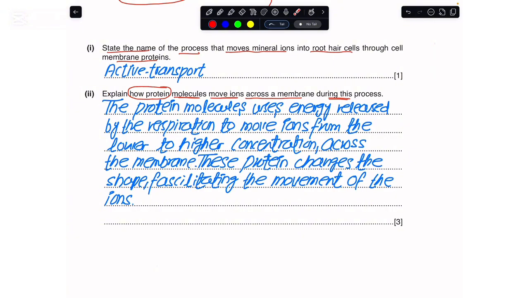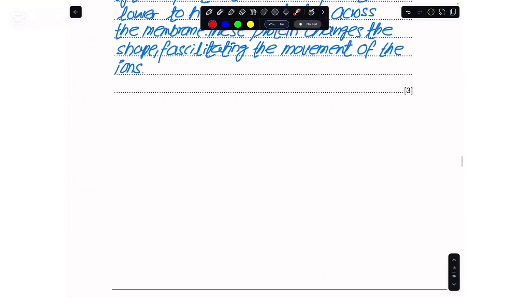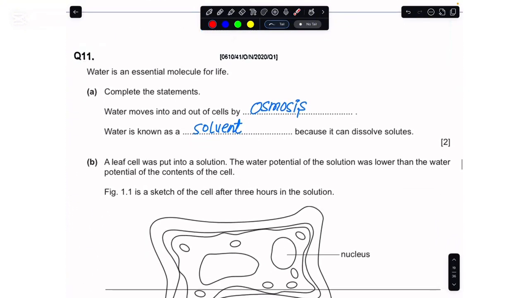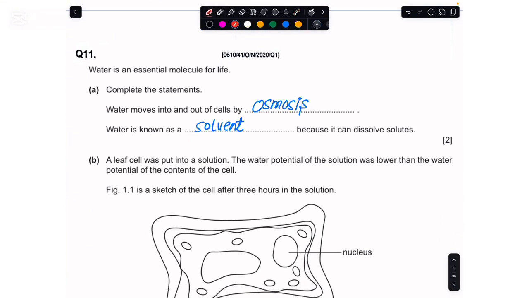And if we have to give weightage to the word protein which the examiner has used in the question, we would say that these proteins change shape when they interact with the ions. So that would facilitate the passage or movement of the ions to the inside of the cells, and by this you would score a total of 3 marks. If I were to go beyond, this is question number 11.